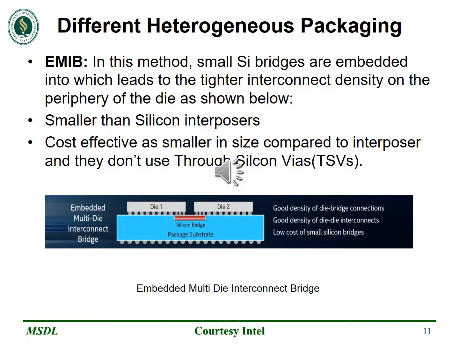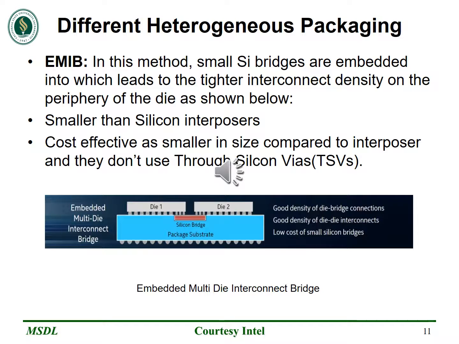And coming to the advantages, they really have a good density of die bridge connections and die to die interconnects. And it is very low cost because of the small silicon bridges, whereas in the silicon interposers, it is very high cost.